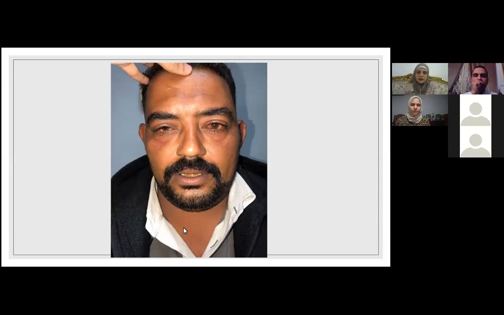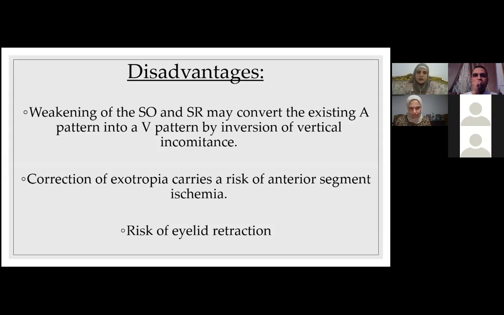So the A pattern improved a lot and the horizontal deviation improved a lot. But here we still have superior oblique overaction that is seen in here. But these are the photos of the patient 2 weeks post-operative. So what I did is the classical management of this triad, which has disadvantages mentioned.